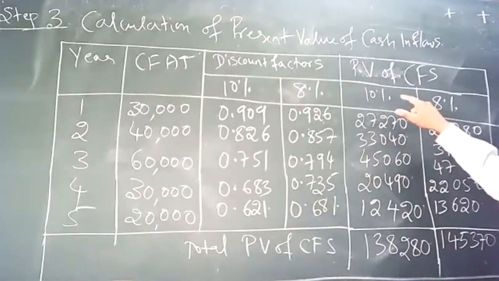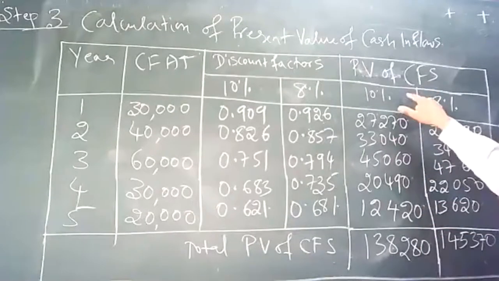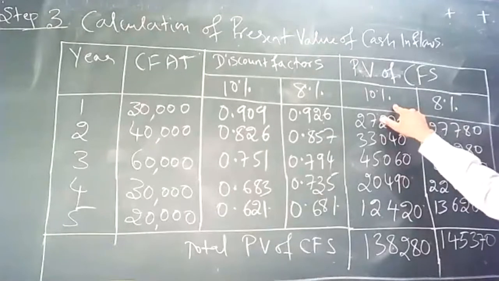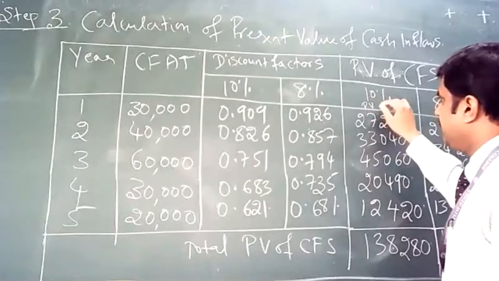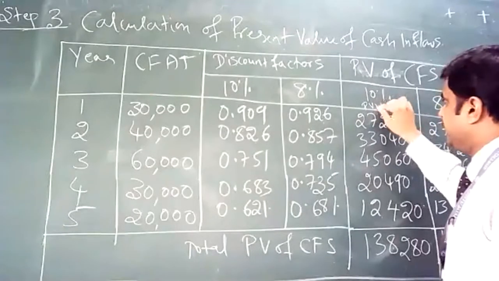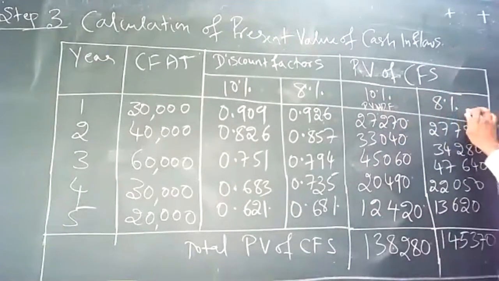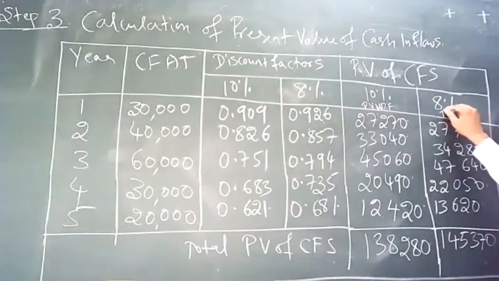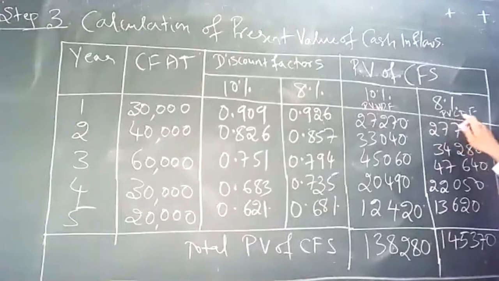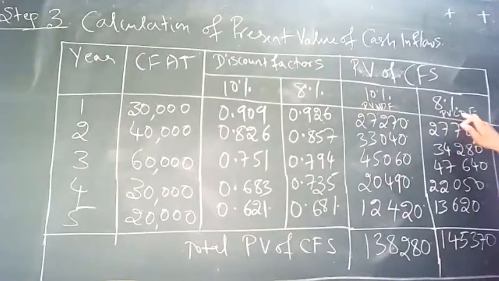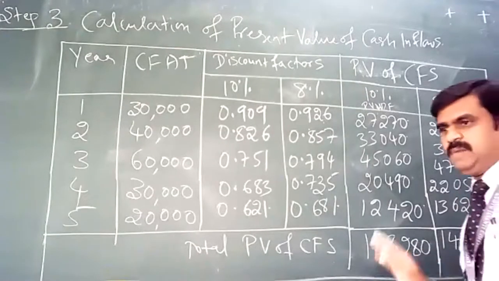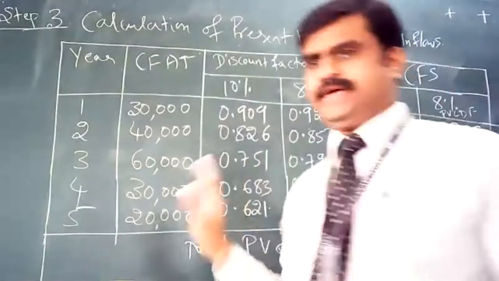Now I know the present value of cash flow at the higher discount factor, that is PV HDF, and at 8%, this is your PV LDF. PV HDF is the present value at the higher discount factor and PV LDF is the present value at the lower discount factor. We got both, and the cash outflow we know. So apply the formula, you get the IRR.